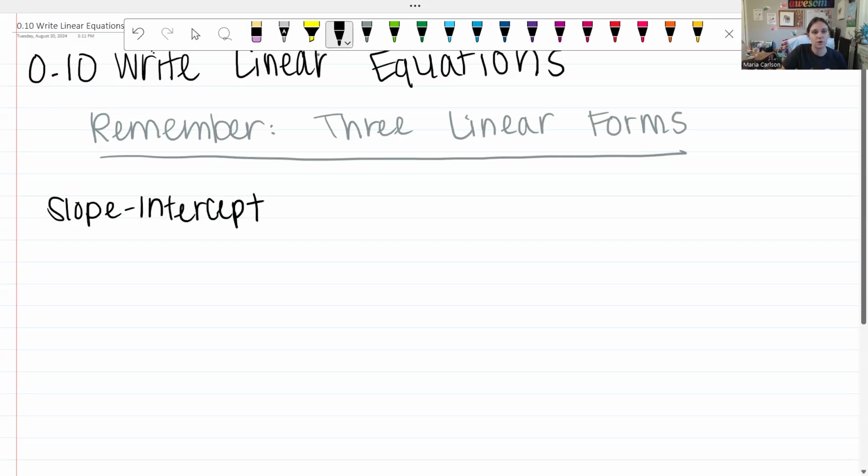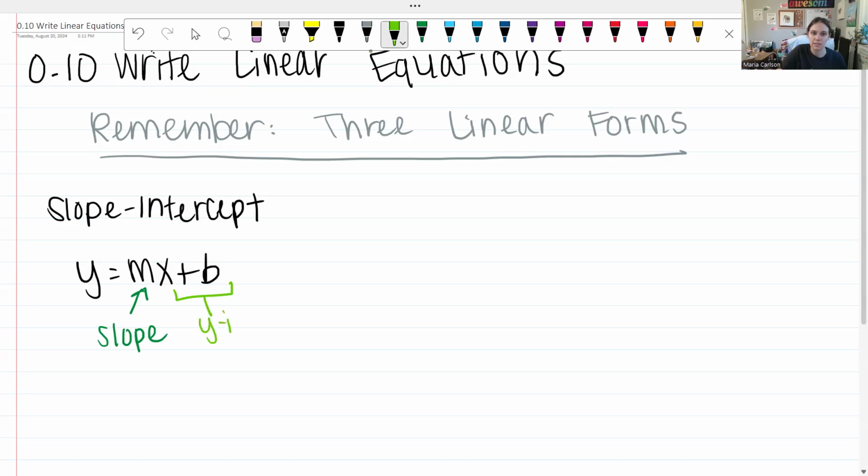Our slope-intercept form is the form y equals mx plus b, which tells us m, our slope, and b, our y-intercept, hence the name slope-intercept. So that's one of our forms.